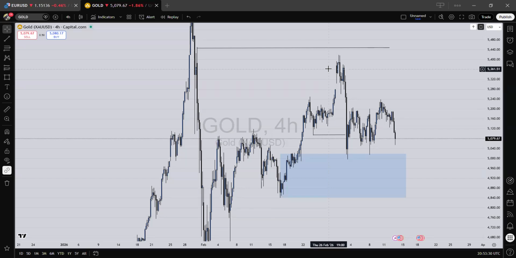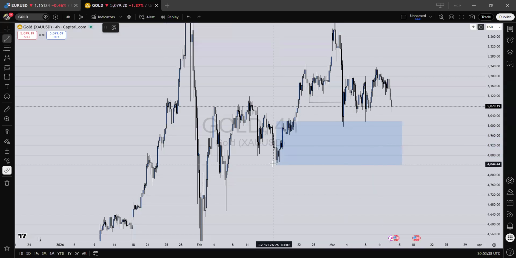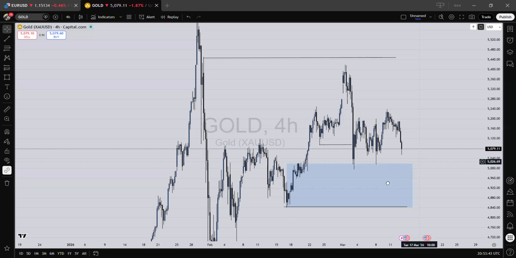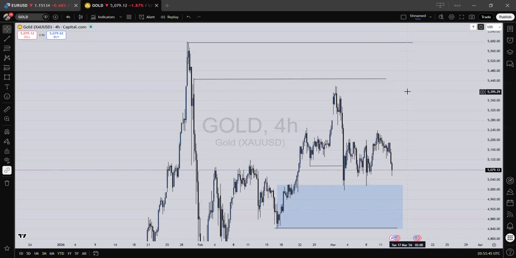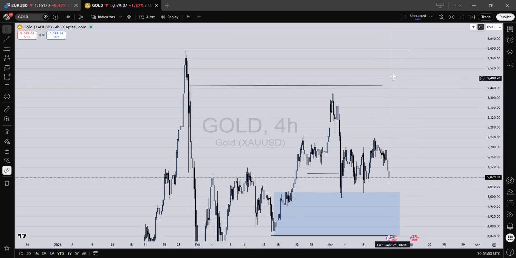Okay. So yeah, this is my decision zone. If price comes way below here and closes below it, then I can become neutral. But right now I'm still bullish, which means that I'll be looking for buy opportunities. All right. I'm still looking for buy opportunities.